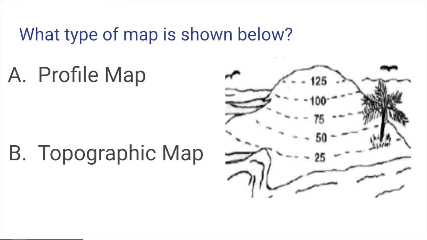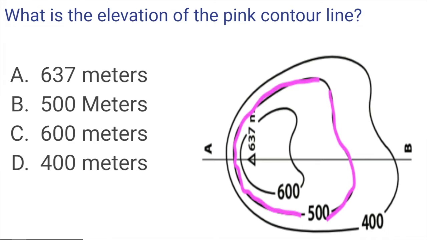First question is, take a look at this map. What type of map is shown? Is it A, a profile map, or B, a topographic map? The answer for this question is A, a profile map. This picture shows a profile map because it shows what this mountain looks like if we are looking from the side.